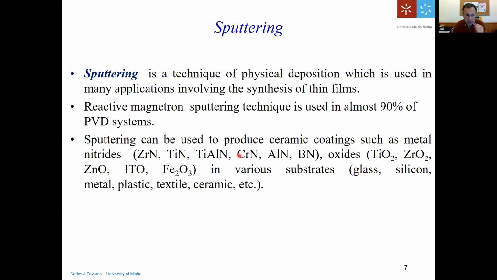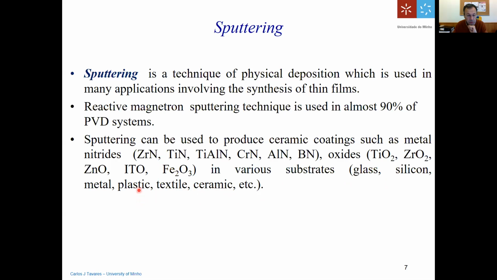You can also put zirconia, zinc oxide. It's also very interesting, for example, for gas sensing. ITO is actually an abbreviation for indium tin oxide. It's an interesting oxide which is transparent, but it's electrically conductive. So imagine if you have a window of glass, and you apply this ITO, indium tin oxide, coating. Then you will have a conductive thin film, and you can place electrodes on this glass, okay, or iron oxide, etc. And you can do these kinds of coatings on glass, silicon, metal, plastic, textile, ceramic, etc.